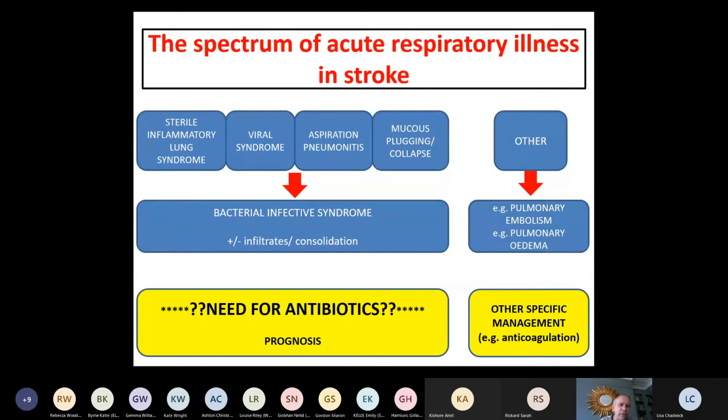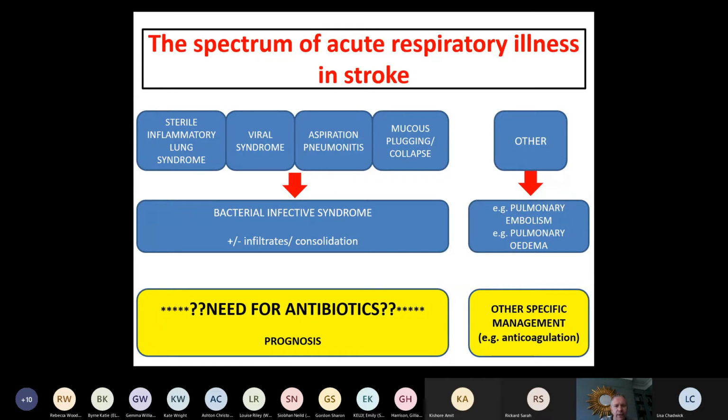An infection within the lungs or pneumonia is distinct from other pathologies or other processes that can be going on in the lungs, for example, viral infection, aspiration pneumonitis or mucus plugging with collapse consolidation. And it's also distinct from other discrete pathologies such as pulmonary embolism or pulmonary edema, which is seen in heart failure. But of course, all of these things may coexist together, particularly in older patients with comorbidities, which means that the whole diagnostic spectrum is much more challenging.